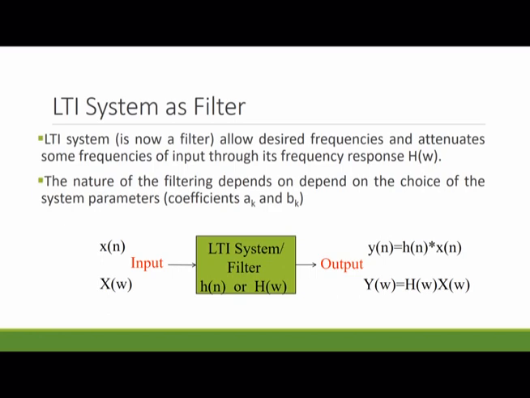This relationship of convolution, in the case of the frequency domain, becomes a multiplication of the Fourier transform of the input, X of omega, with the Fourier transform of the impulse response, that is H of omega, and thus X of omega and H of omega give rise to the output of the system in the frequency domain.